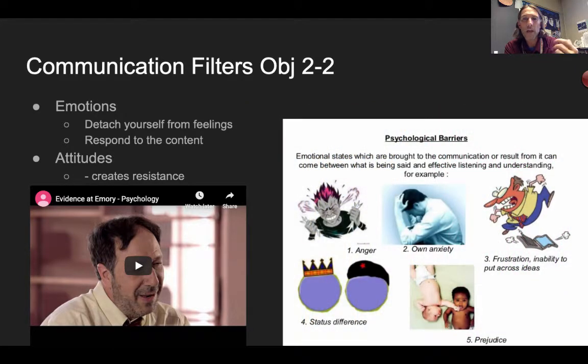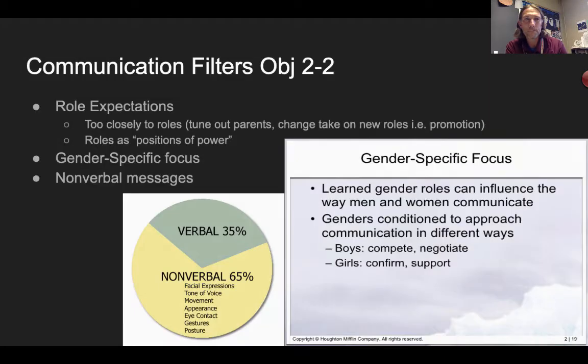The other thing is that attitudes can get in the way. We tend to become a little resistant. So if we have a preconceived idea about someone because of where they come from, what they believe, what they've said in the past, we're really resistant to communicating very effectively with them.